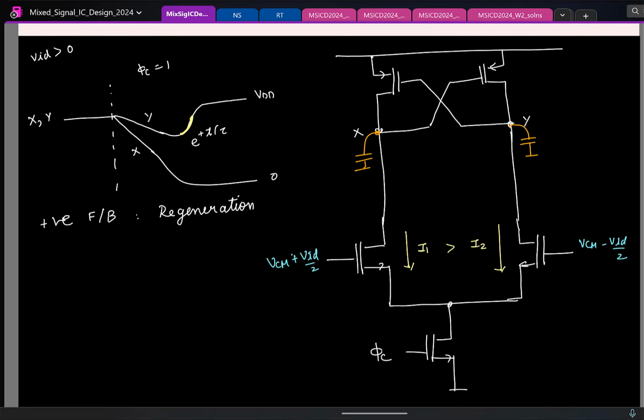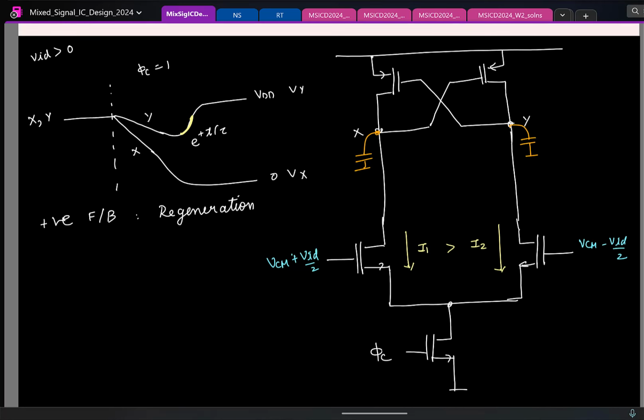Now let us say the comparator here has made the decision VDD, 0. So this is Vy, this is Vx. Initially X and Y were at some certain voltage. We assume they are equal. Let's not, we'll come to that later. I'm coming to that, okay?